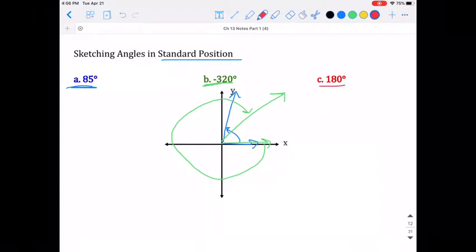Then for C, we have positive 180 degrees. So we start our angle on the positive x-axis. Because it's a positive angle, we're moving in the counterclockwise direction, and 180 is going to bring us straight across here, which just makes up the entire x-axis.